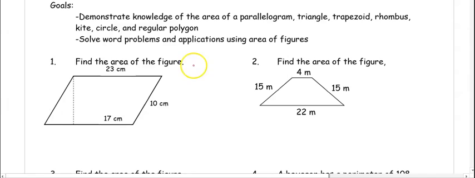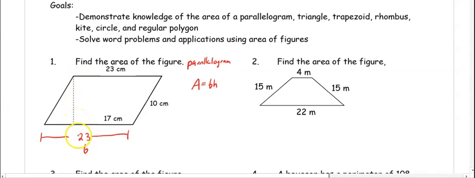If we look at this figure, it is a parallelogram, and a parallelogram area is equal to base times height. So remember that in a parallelogram, your opposite sides are congruent. So if the top side is 23, the bottom side is going to have that full length of 23 as well, which is going to be our base. Our height is this dotted line that we don't know yet.